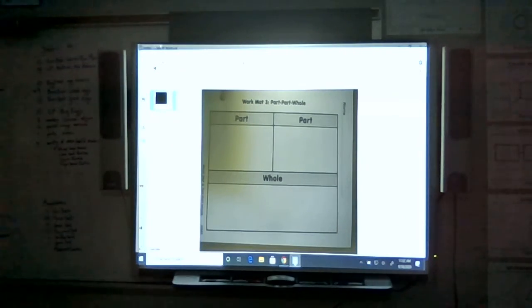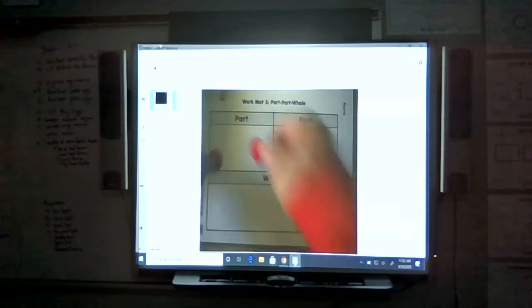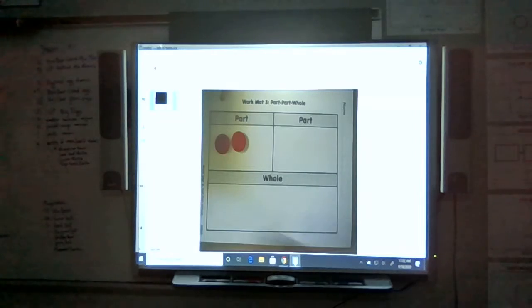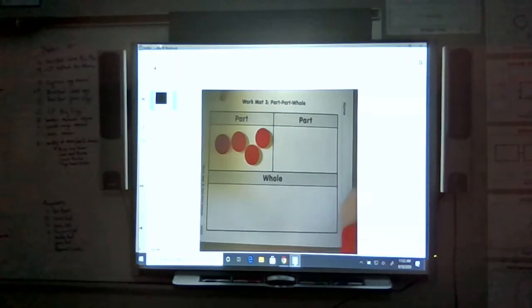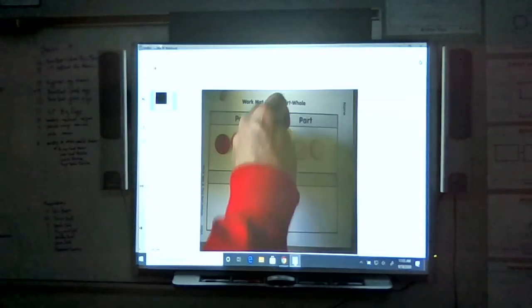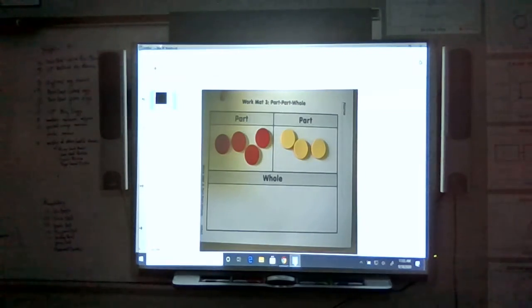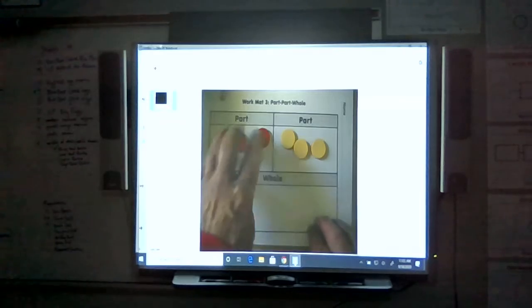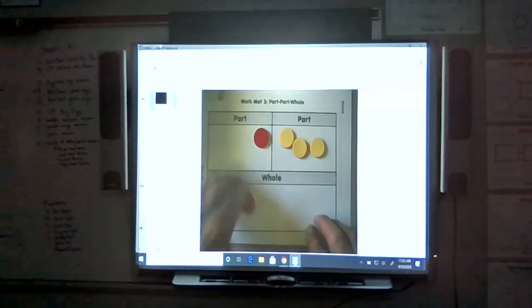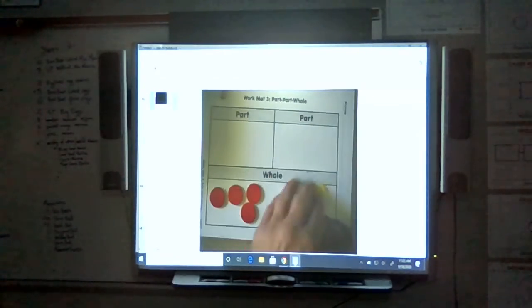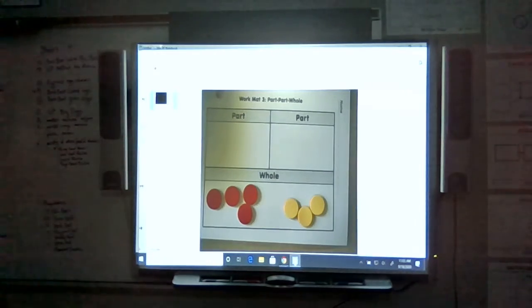Ready, second graders? Let's put 4 chips for one part. We'll put them red. And we'll put 3 yellow on the other part. And so that would be one part 4 plus the other part 3. 4 plus 3. And if we move them down, the whole thing would equal 7. 4 plus 3 is 7.